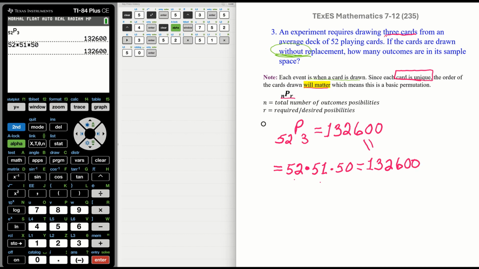132,600. Okay. As things get more complex, it is going to be in your best interest, for speed during the test, to simply use your calculator for these items. Okay, let's go to the next problem.